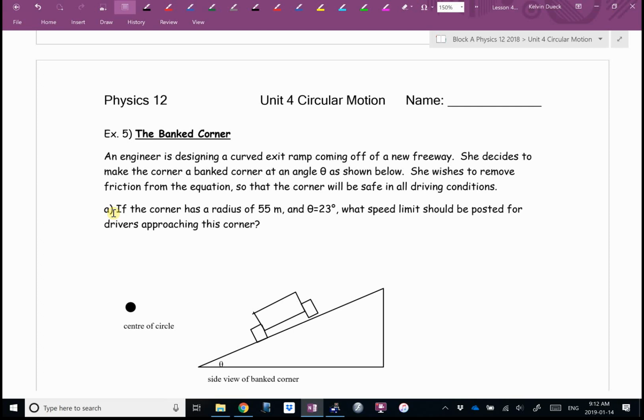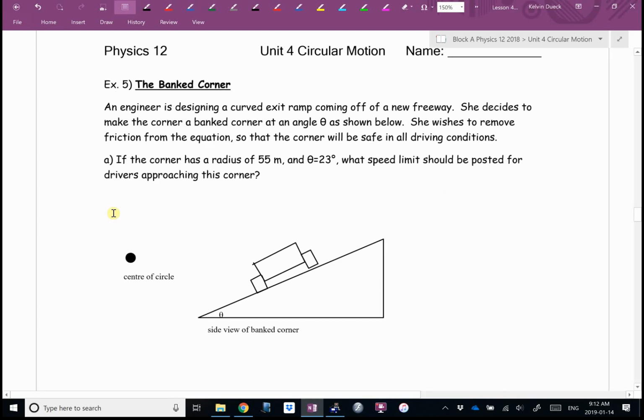So an engineer is designing a curved exit ramp coming off of a new freeway. She decides to make the corner a banked corner at an angle theta as shown below. She wants to remove friction from the equation so that the corner will be safe regardless of the driving conditions, whether it's rainy or snowy or a nice sunny day. If the corner has a radius of 55 meters and theta equals 23 degrees, what speed limit should be posted for drivers approaching this corner?